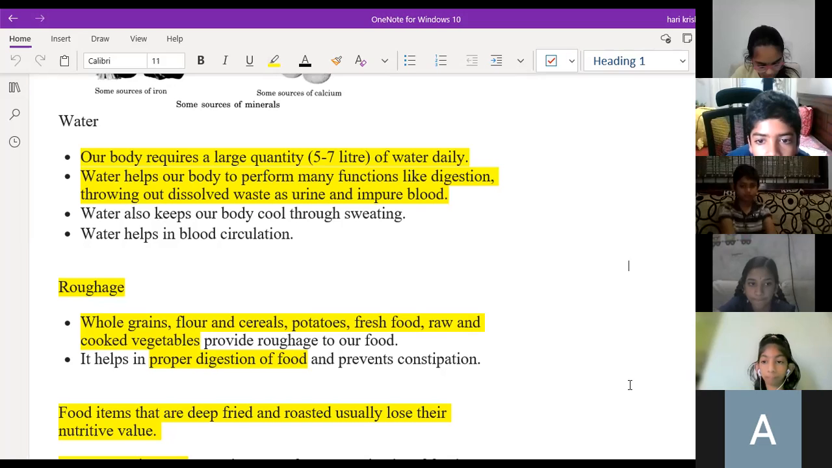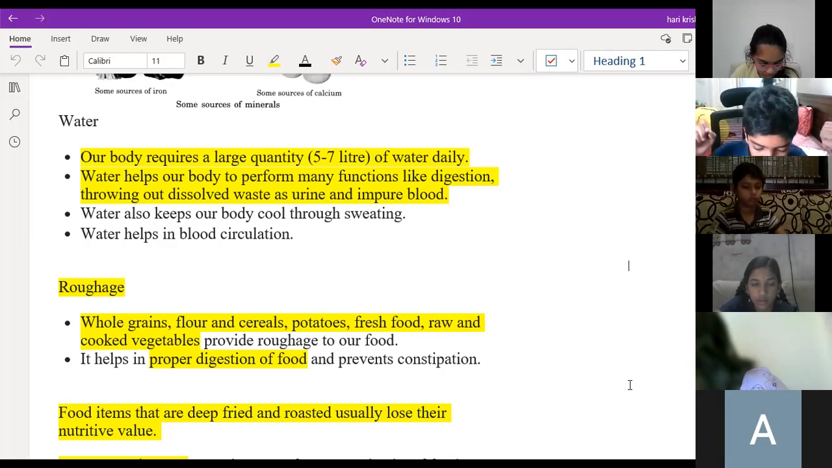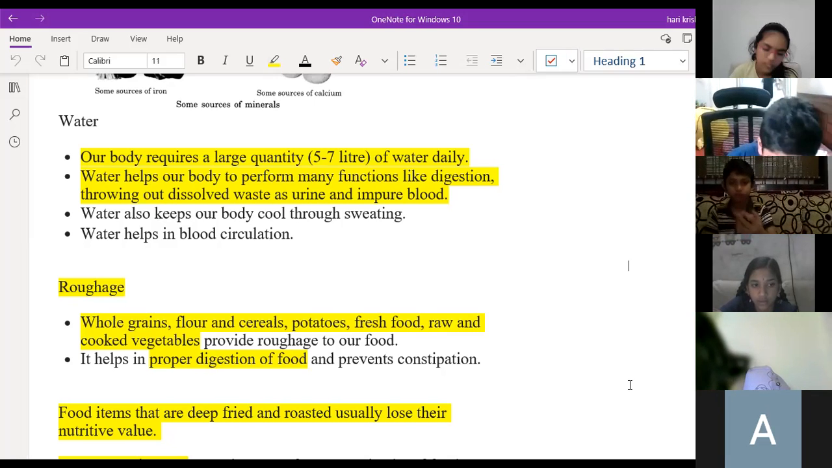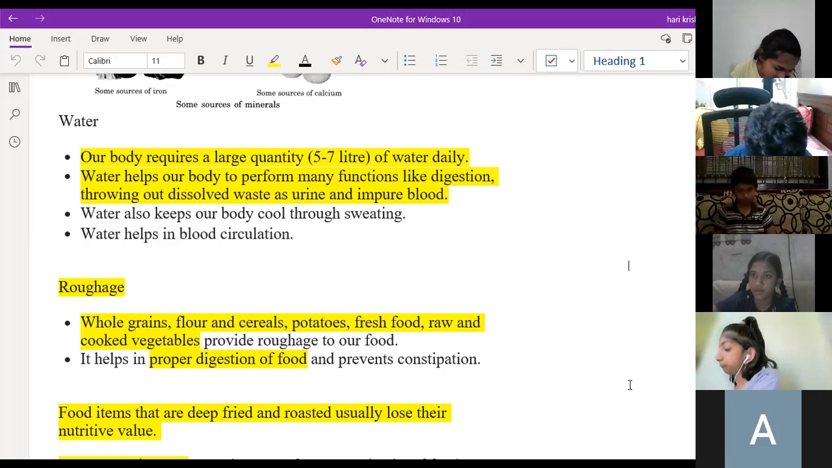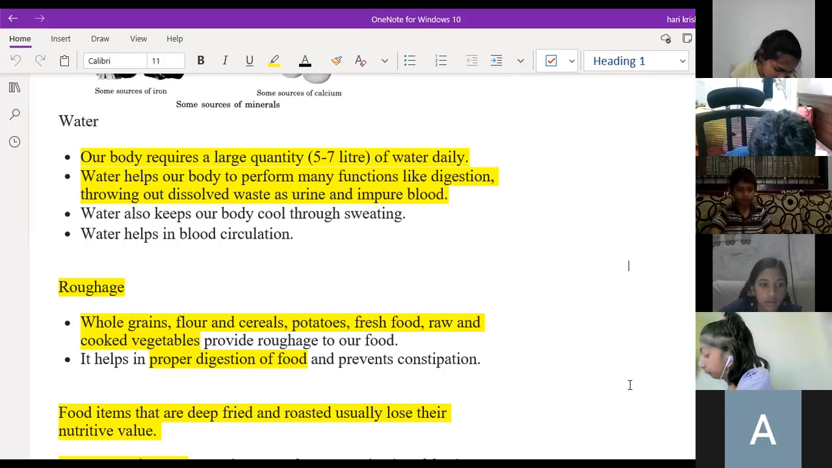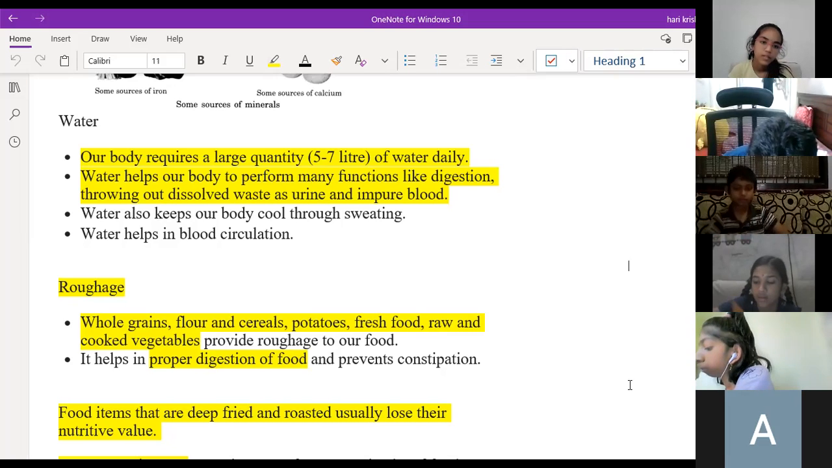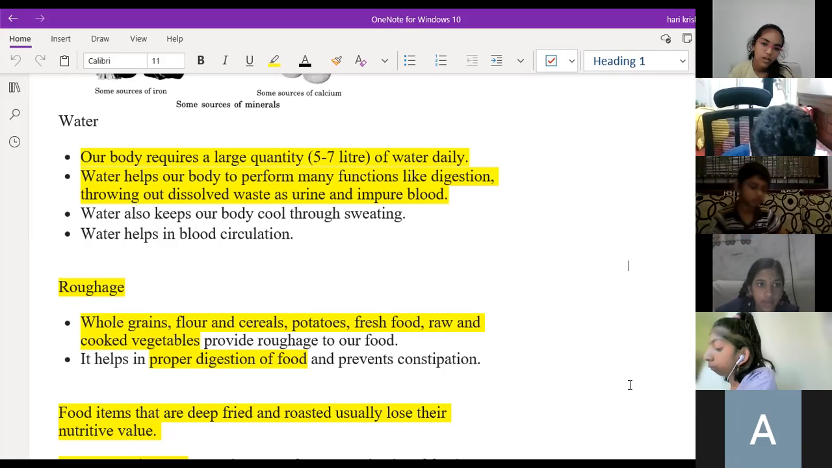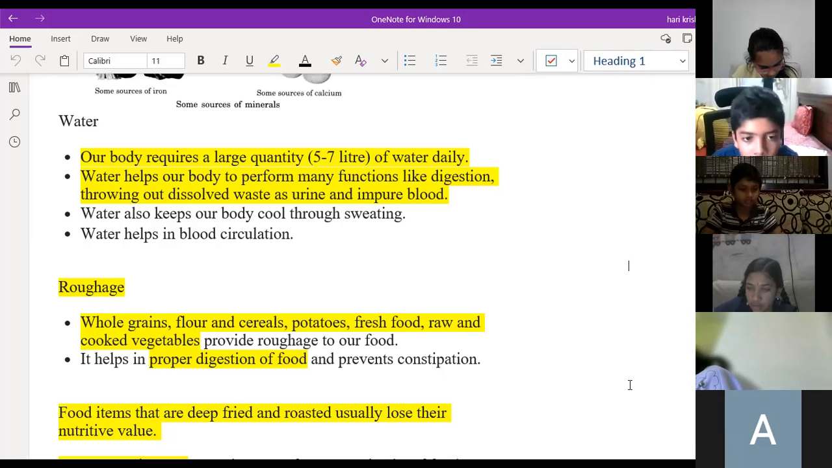It helps in the digestion. And the main role is what? It removes the waste particles from our body in the form of sweat or in the form of urine. Right? Yes, sir. And it keeps our body cool. It will maintain our body temperature normally. Yes. Okay, this is the main role of the water. Almost, if you take our body, 60% to 70% is only water. Sir, 70, sir. Okay.